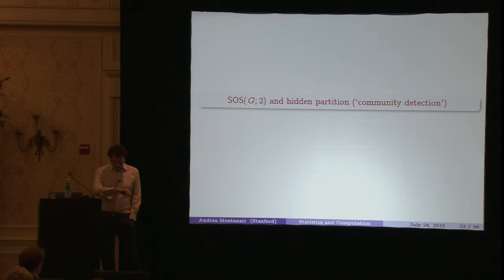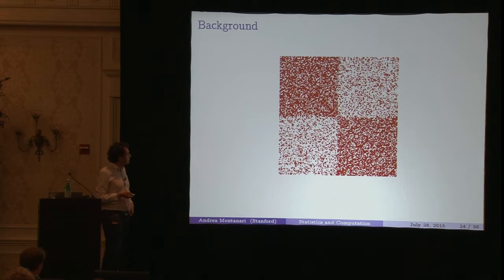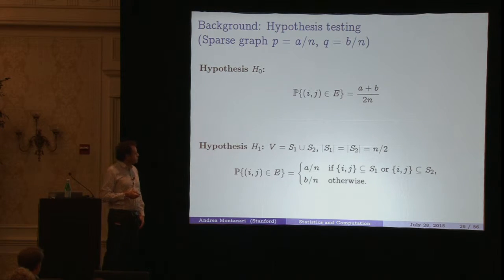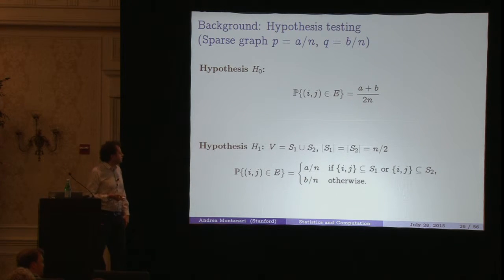Okay, so I'll start with a simpler example, that is the hidden partition problem. I remind you: n over 2 vertices in each part, and you connect with probability P and Q. To make things more challenging, I set P and Q to be a constant over n. So P is a over n and Q is b over n, where a is bigger than b. Why? Because it turns out that this is the most difficult regime. So we want to check how well these SDP relaxations work in the most difficult regime.